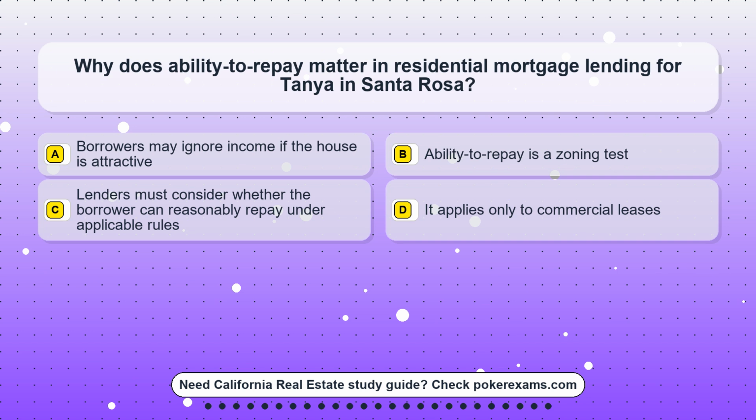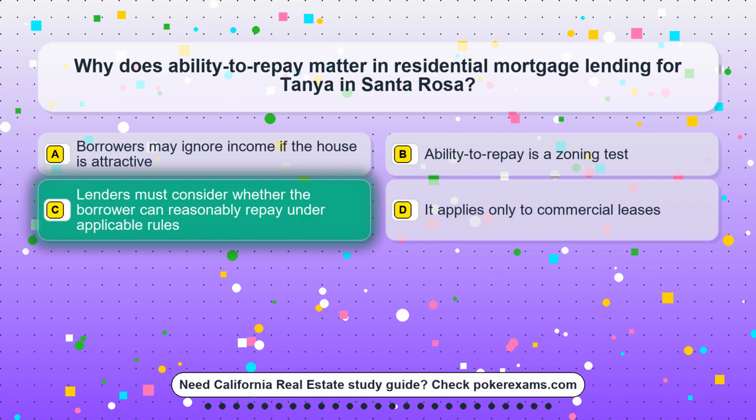Question 24. Why does ability to repay matter in residential mortgage lending for Tanya in Santa Rosa? Option A. Borrowers may ignore income if the house is attractive. Option B. The ability to repay is a zoning test. Option C. Lenders must consider whether the borrower can reasonably repay under applicable rules. Option D. It applies only to commercial leases.